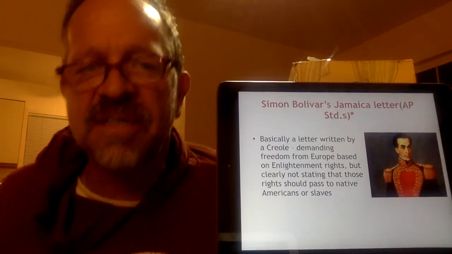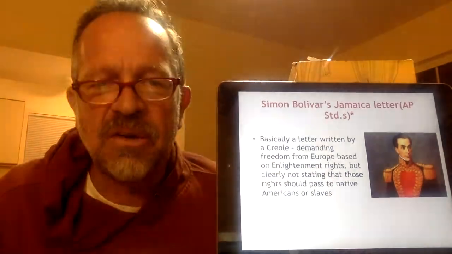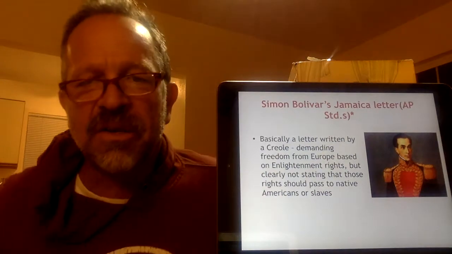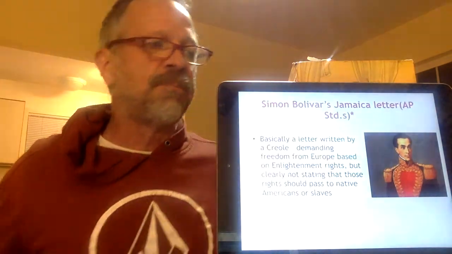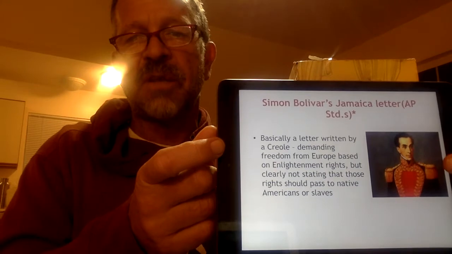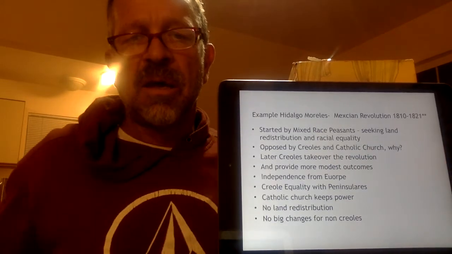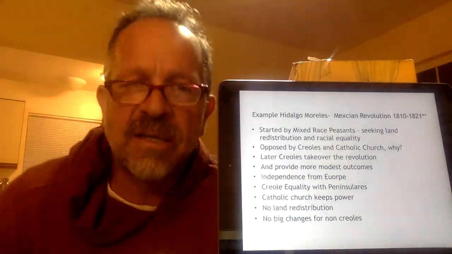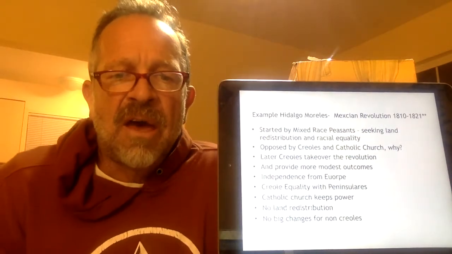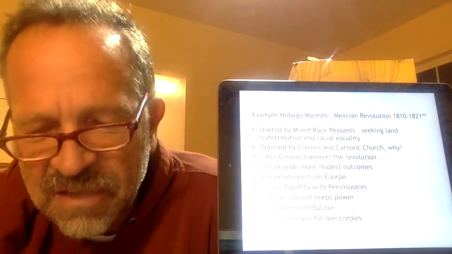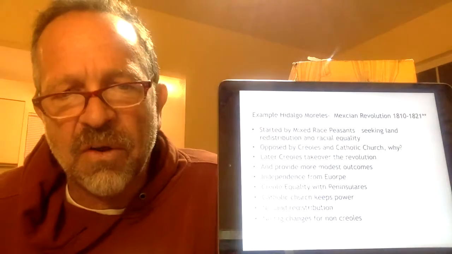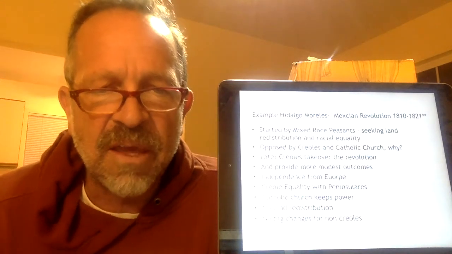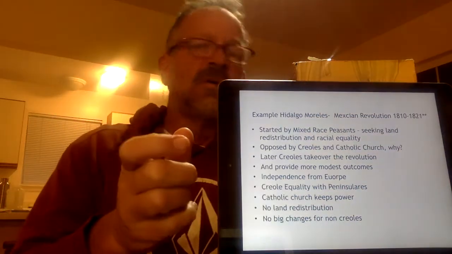Simon Bolivar is an example of one of these Creoles, a major leader of several revolutions in South America, and he's basing it on the Enlightenment to some degree. Again, chain reaction with the Enlightenment. A model revolution is the Mexican Revolution of 1810-1821, when they got independent from Spain. It was started by peasants, but were they successful? No. The Creoles took it over. The Creoles were successful in getting independence, but the peasants and the natives gained little. Go white man.